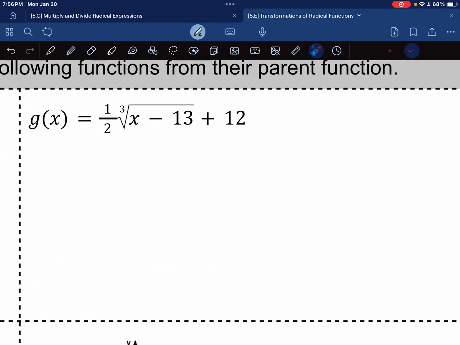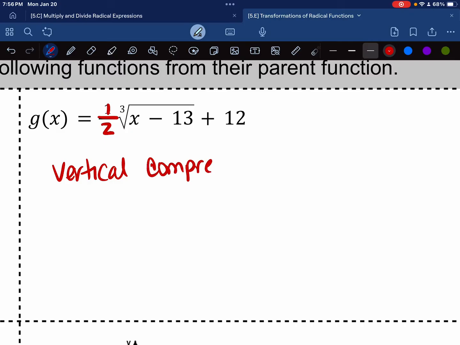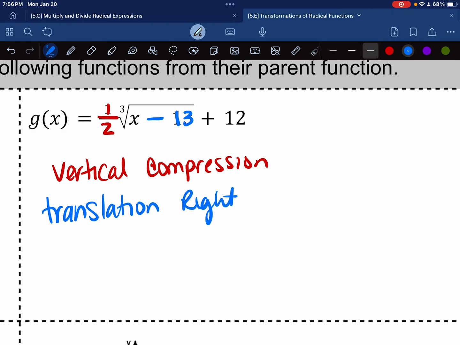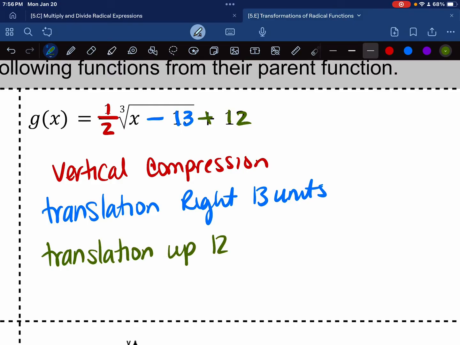All right, let's try it with this cube root function. Okay, so the 1/2 is my A value. That is smaller than 1, so this is a vertical compression. My H value says -13 here, so that's a translation right 13 units. All right, this +12 is a K. That is a translation up 12 units.